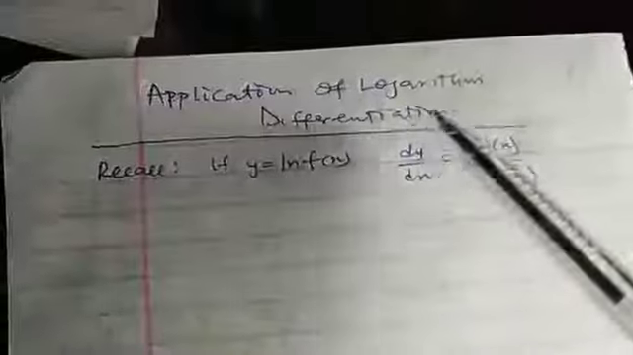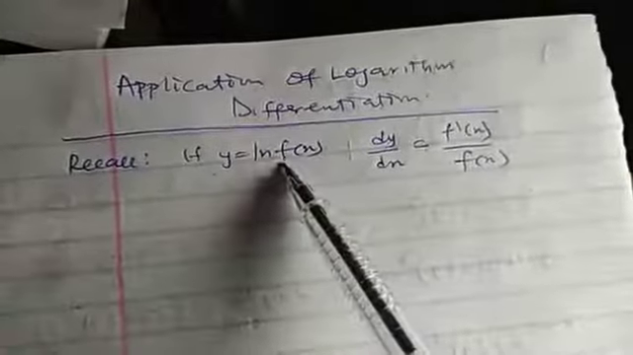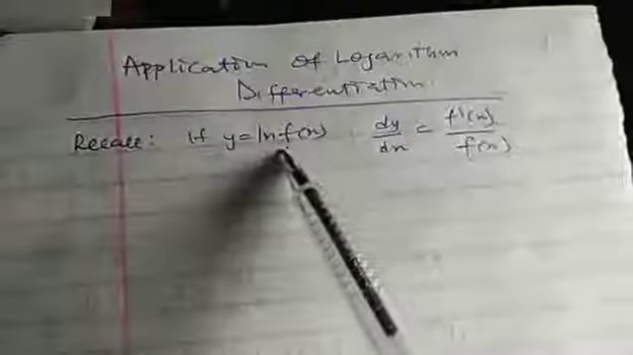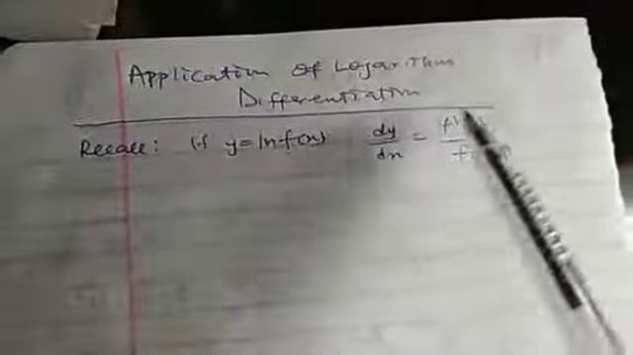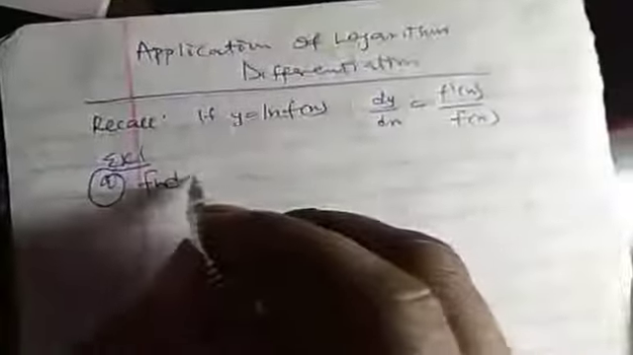Now move to application of logarithm differentiation. So we recall that if y is equal to ln f of x, dy/dx is f prime of x over f of x. That is, if you are given ln of a function, the differentiation is the derivative of that function over that function. So that means if they now ask me to differentiate this, let's say example 1, find dy/dx if y is equal to 8 raised to power x.